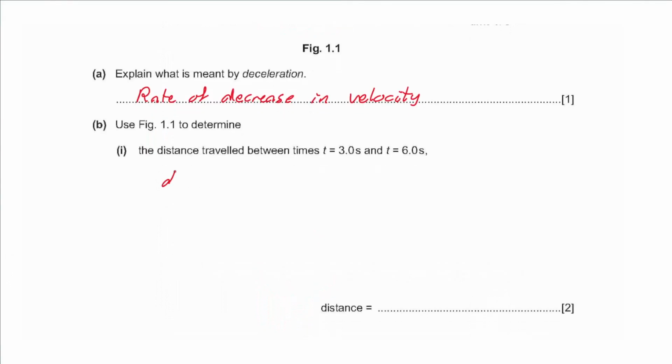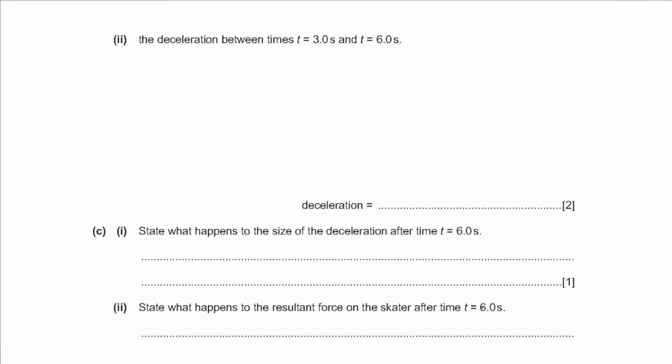First we say that the distance is equal to the area under the graph and then we substitute the average base, 11 plus 5 divided by 2, multiplied by the height 3. That gives an answer of 24 meters. Part B(ii) says the deceleration between times 3 and 6 is required.